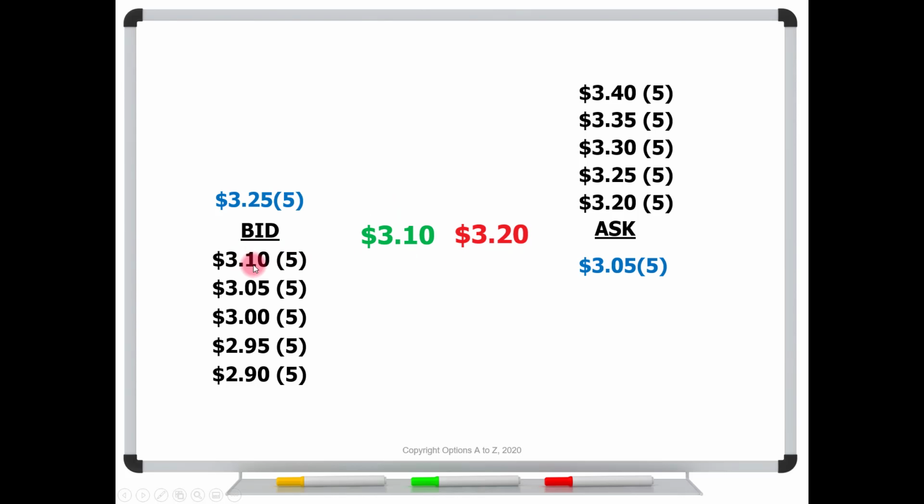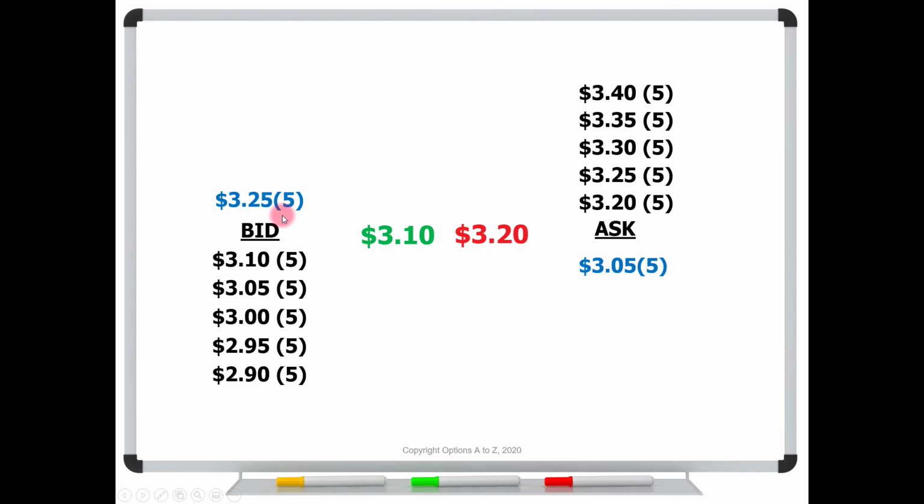So right here, the inside quote, what you're seeing when you pull up your broker's platform is the strongest bidder, that's where this 310 quote is coming from, and the weakest seller, that's where this 320 quote is coming from. But make no mistake about it that there were traders on the other side of these bids and the other side of these offers.